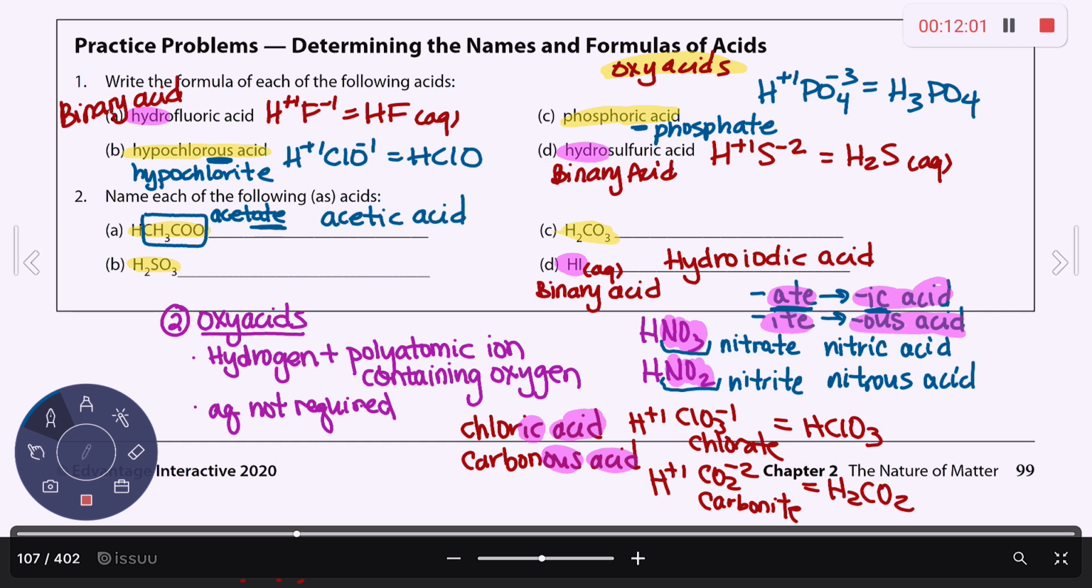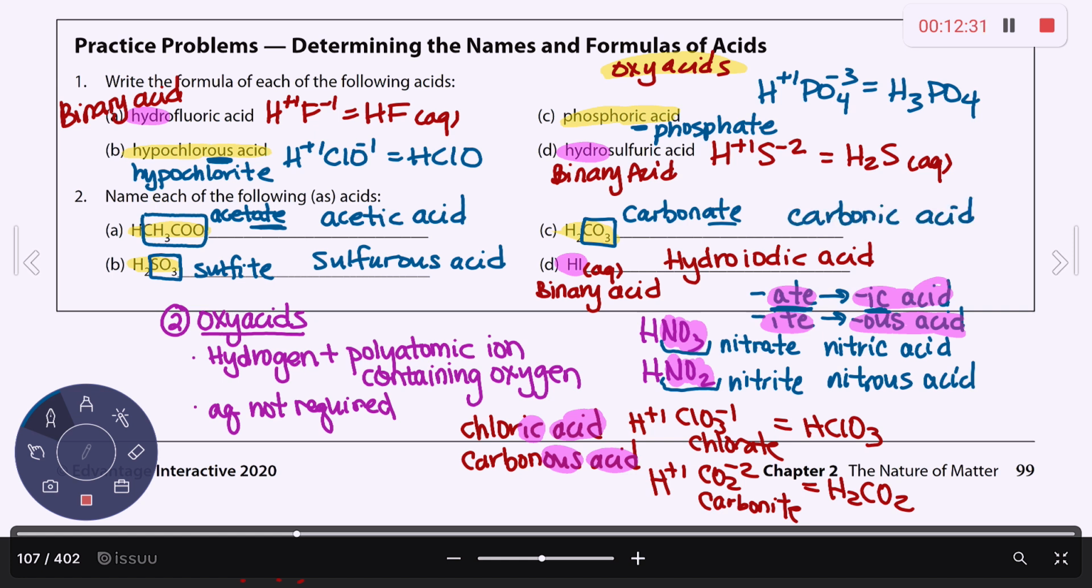Okay. For B, SO3 is sulfite. Ites become ous. So this would be sulfurous acid because it sounds better than sulfus acid. Okay? And then the last one, CO3, this is carbonate. Ate endings become ic. So this is carbonic acid. This is in Pop Rocks. It decomposes to water and carbon dioxide in your mouth when you eat Pop Rocks. Okay?